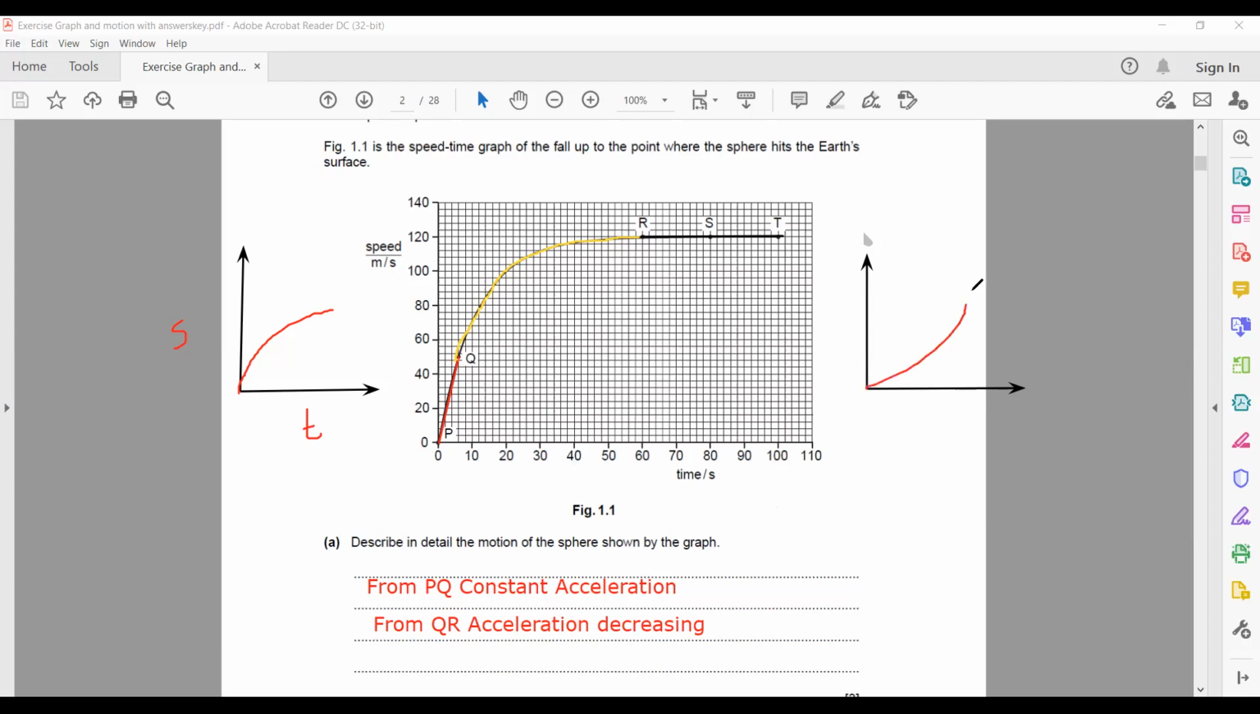So for a speed time graph, this shape represents increasing acceleration. And the other part, this shape is representing decreasing acceleration.